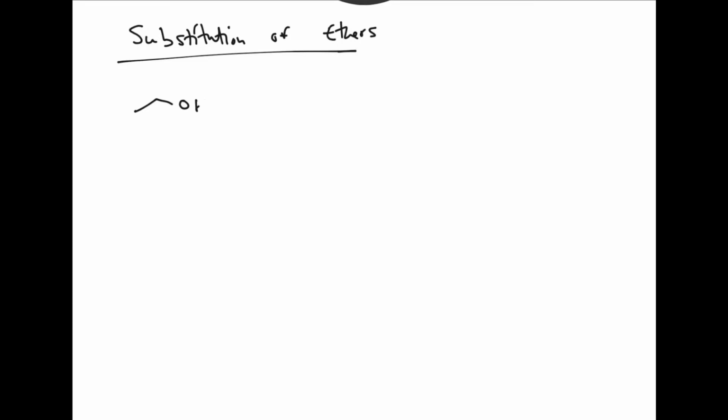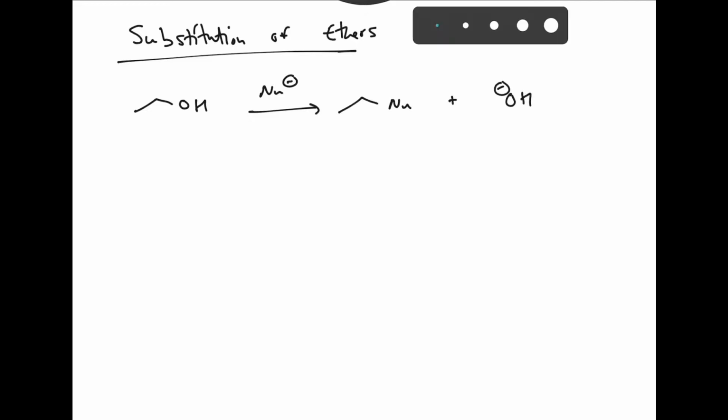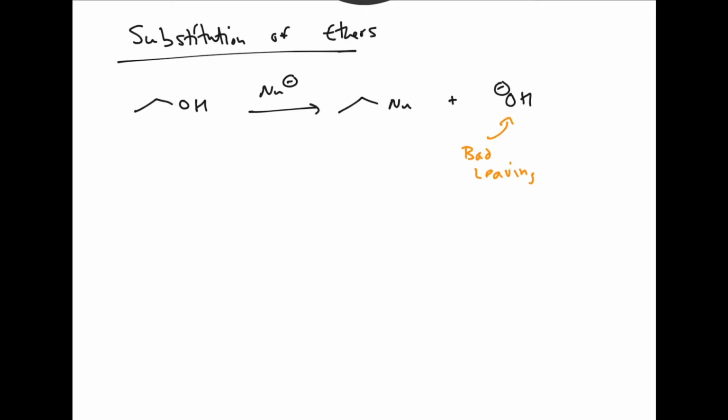When we had an alcohol, we wanted to add a nucleophile, right? We can't do that because hydroxide's a really bad leaving group. So if we try to add a nucleophile to an alcohol, it doesn't work because hydroxide is a bad leaving group, right? So we spent a bunch of time talking about all the different ways we could turn an alcohol into a good leaving group.